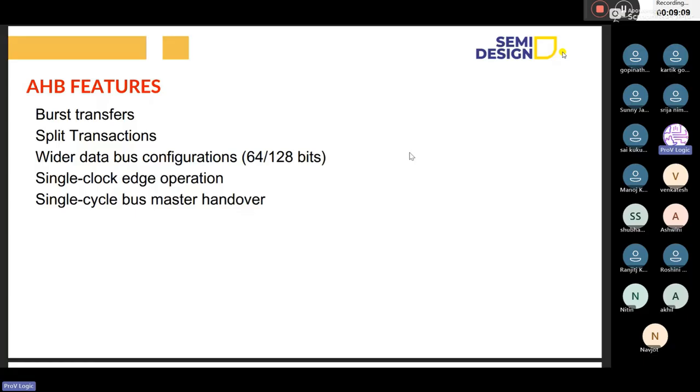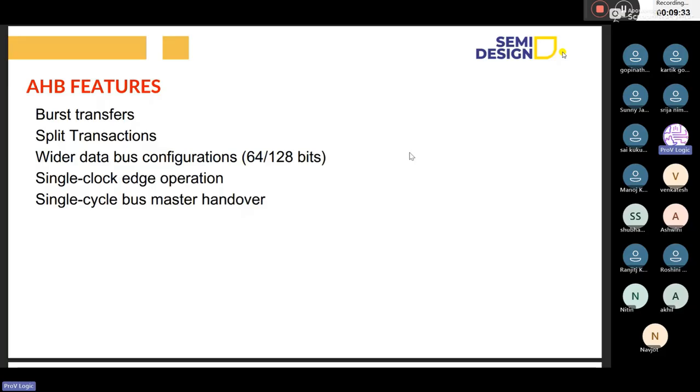So the AHB protocol operates at a high frequency, mostly used for CPU to memory applications and CPU to high speed peripherals. If you want to connect a RAM or any cache memories or a DMA controller, mostly we use the AHB protocol for these types of applications.